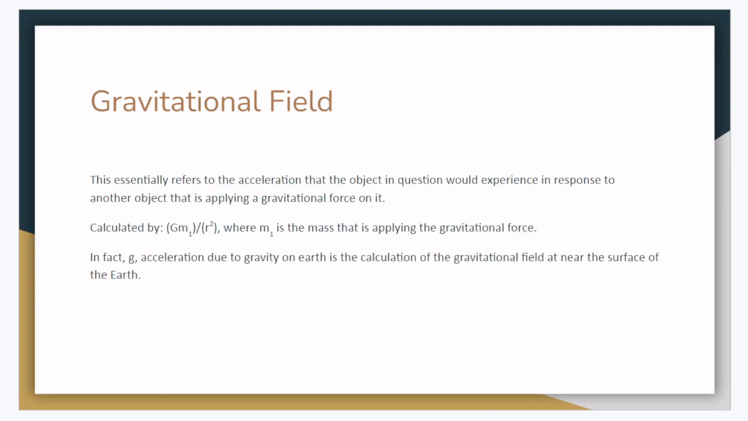The gravitational field. This is different than the gravitational force. This essentially refers to the acceleration that the object in question would experience in response to another object that is applying a gravitational force on it. So this is calculated by G m1 over r squared, where m1 is the mass that is applying the gravitational force, and r again is the distance between them. In fact, g, the acceleration due to gravity on Earth, is a calculation of the gravitational field near the surface of the Earth. That's when m1 is equal to the mass of the Earth, and r is equal to the radius of the Earth. So that's just an approximation.